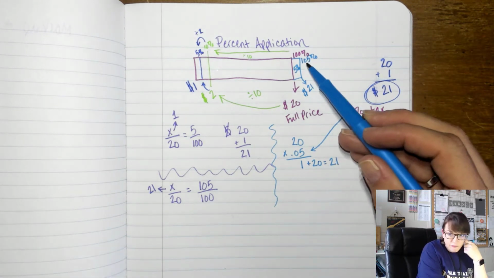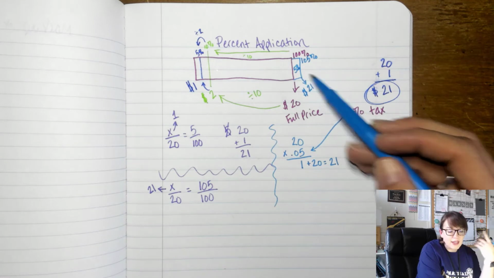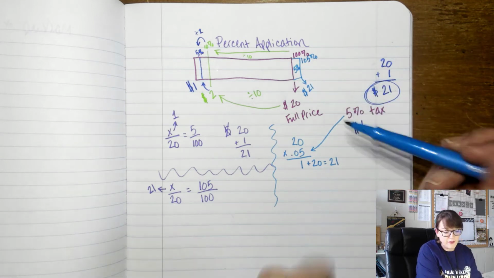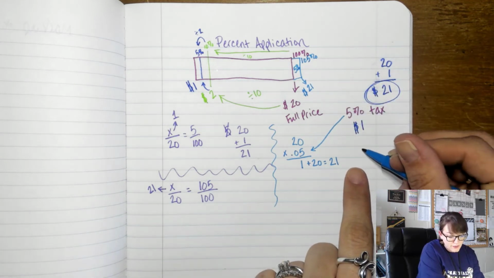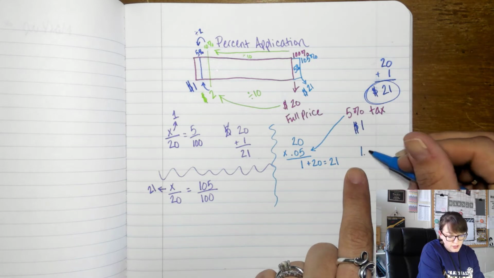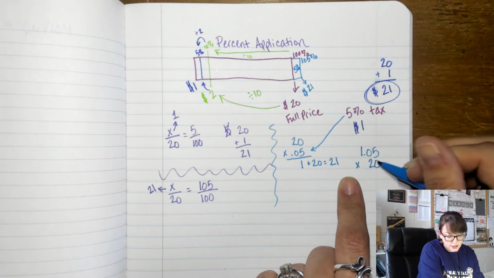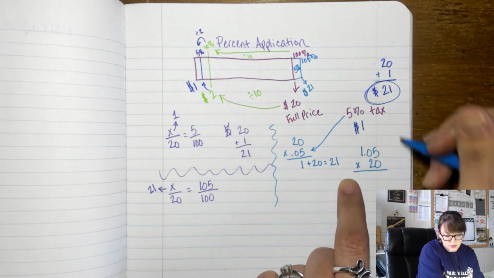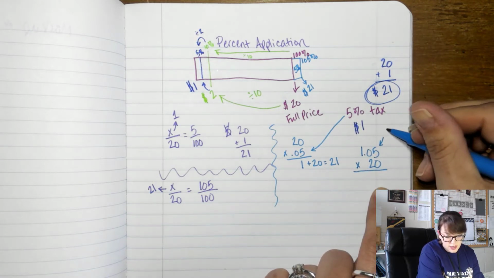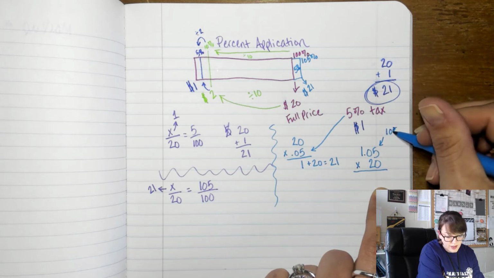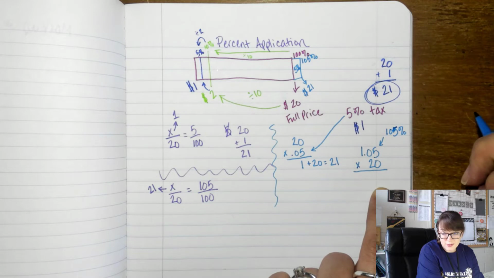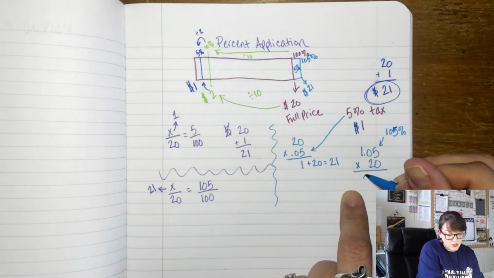Again with the 105%. If you're adding 5%, you have 105%. So if I wanted to find 105% of $20, this is just 105% as a decimal. This would tell me $21.